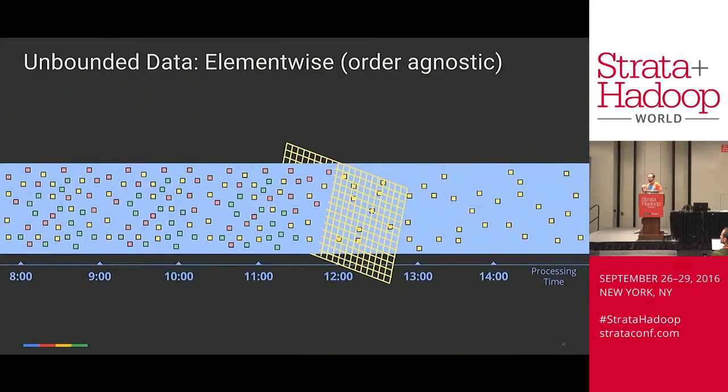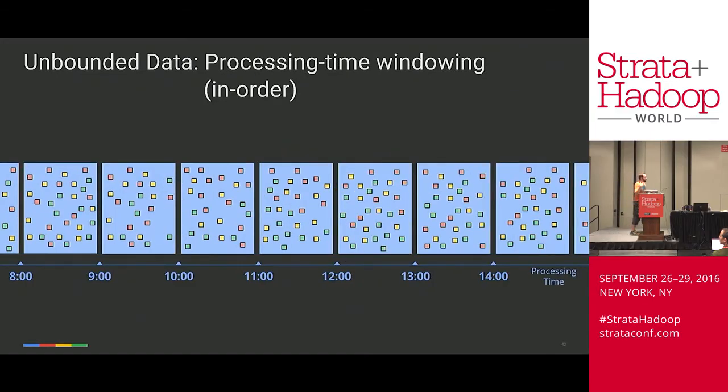It works great when you are dealing with unbounded data and just doing element-wise processing, so maybe filtering, in this case. It works really well if you are windowing by processing time. So as data arrive, you bundle them up into windows based off of when the stream showed up, and then process it. So it works great for in-order data.